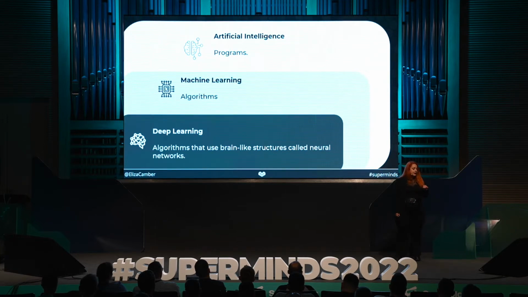So, all deep learning is machine learning. All machine learning is AI, but it doesn't go the other way around. So not all AI is actually machine learning.